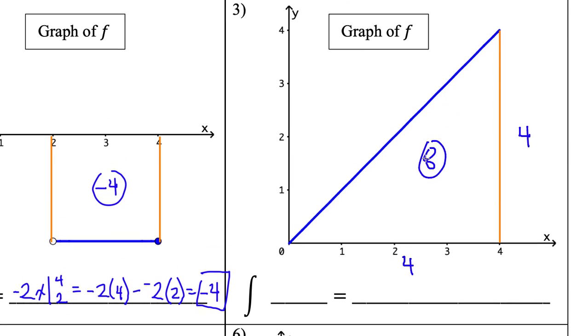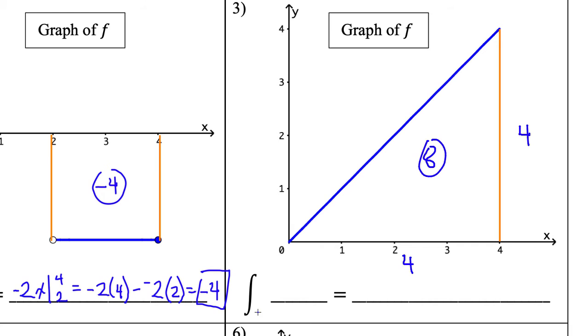Let's see if we can calculate it the other way. So my bounds are going to be between 0 and 4. What is this function? This function is just x, 1x plus 0, if you will. But I'm just going to say x dx. If you don't like x dx, you can say 1x plus 0, and then all that quantity dx. That is totally correct as well.